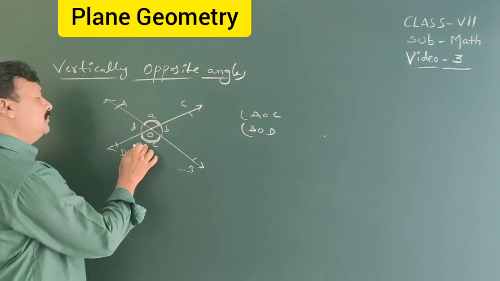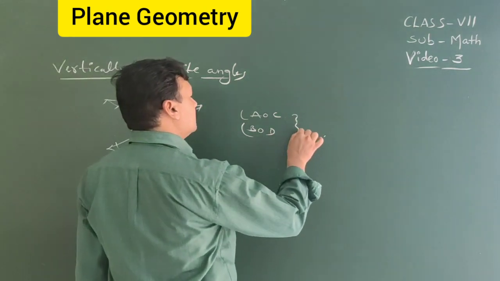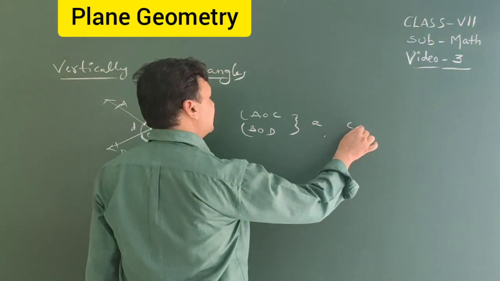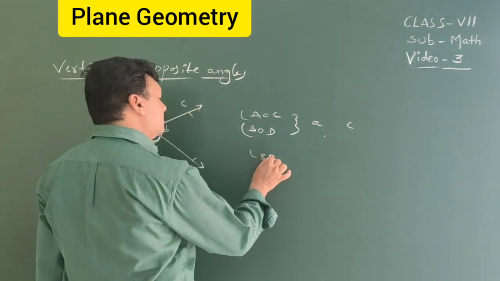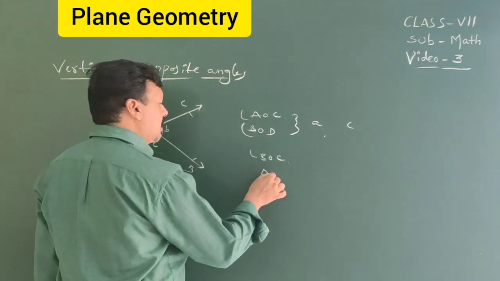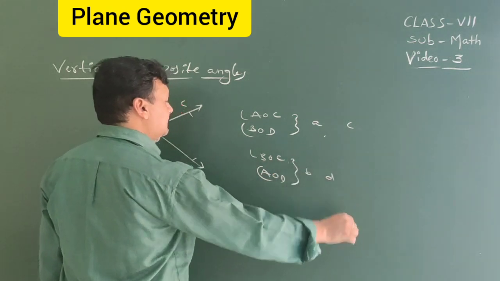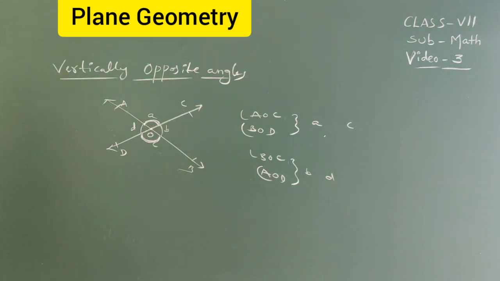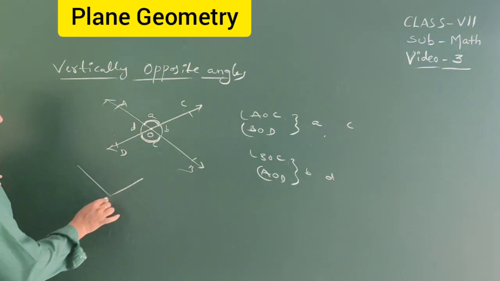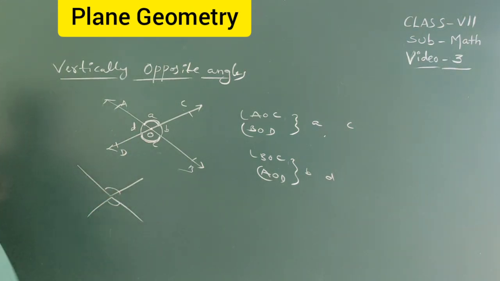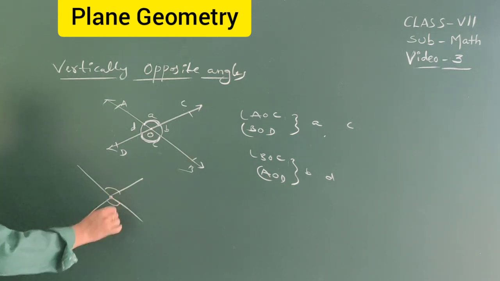Angle AOC and angle BOD are called vertically opposite angles. And angle BOC and angle AOD are also called vertically opposite angles because they don't have any common arm. They don't have any common arm, but they have a common vertex.